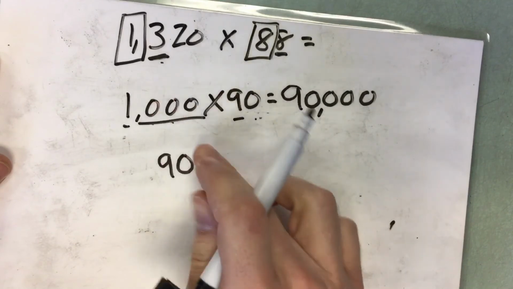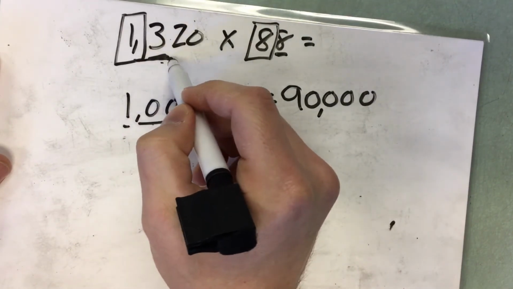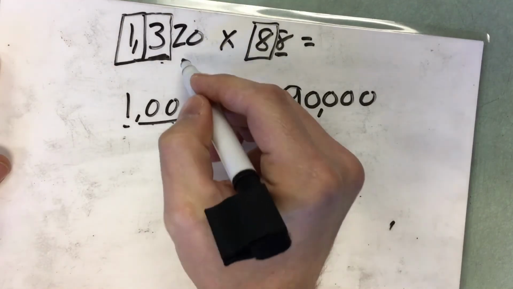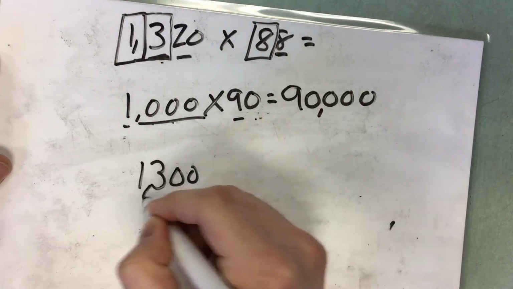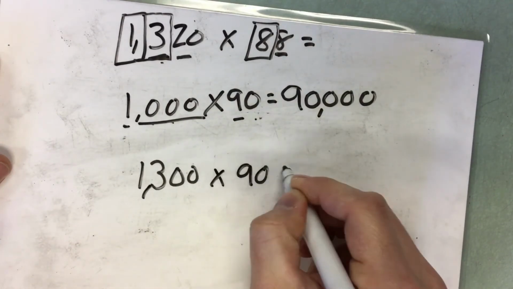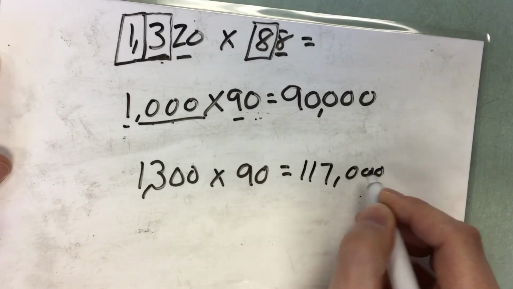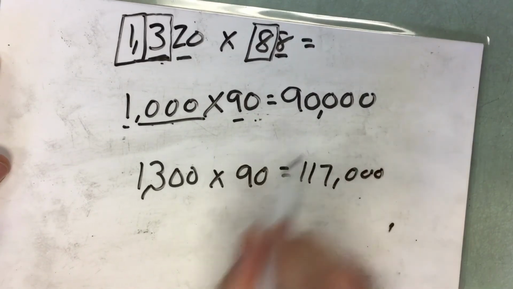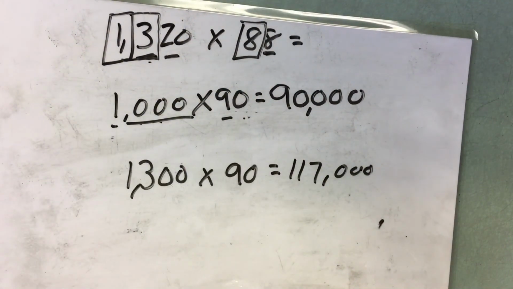You could have also rounded these numbers to different place values. So if you rounded this number not to thousands, but to hundreds, you would have got 1,300 times 90, which would have given you somewhere around 117,000. So remember, we're just making estimates. So as long as you're pretty close or anywhere in between, then your estimate would be correct. So remember, there's no set answer for today's lesson. We're just estimating.